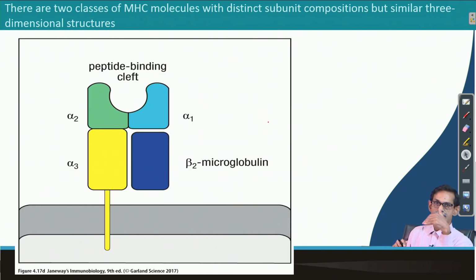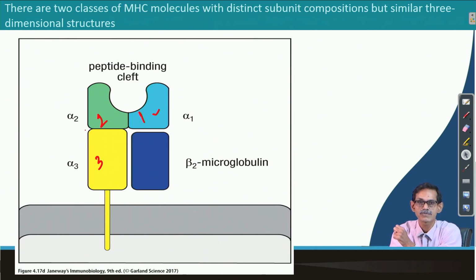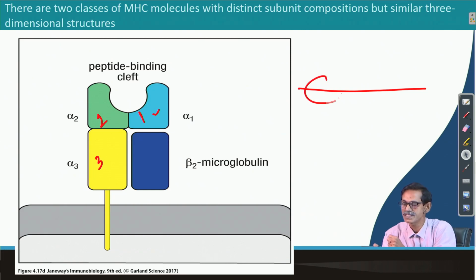Now if I look at how this structure is, you see there are two peptide chains actually. One polypeptide chain has three domains: alpha 1, alpha 2, and alpha 3. This is one polypeptide chain which has domains 1, 2, and 3.